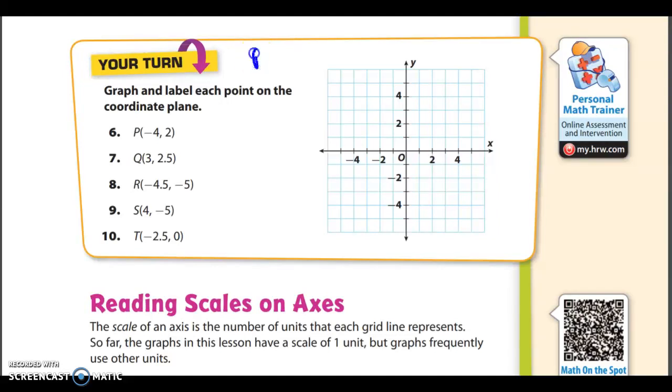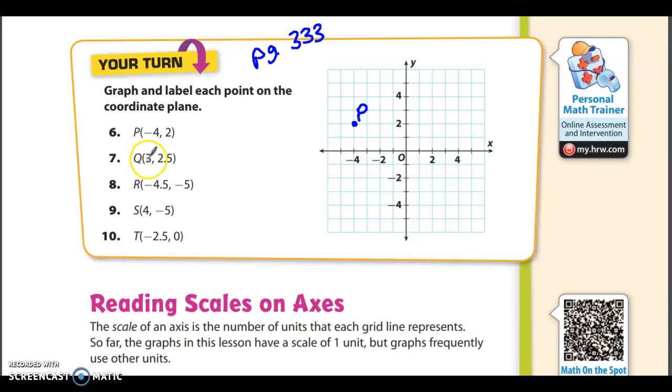This is page 333. And we're at the top of the page on the Your Turn. The directions read, graph and label each point on the coordinate plane. So P is at -4, 2. -4 means 4 to the left and up 2. So put a point here and put a P.